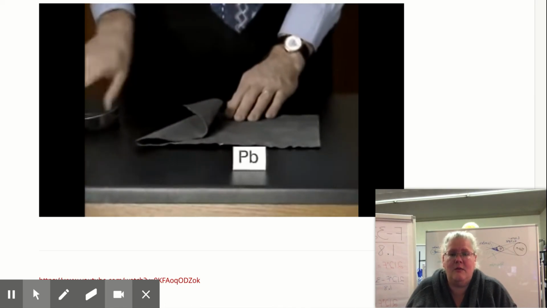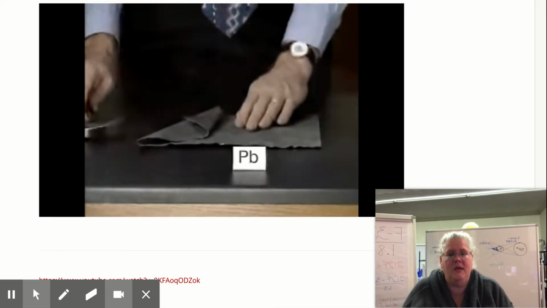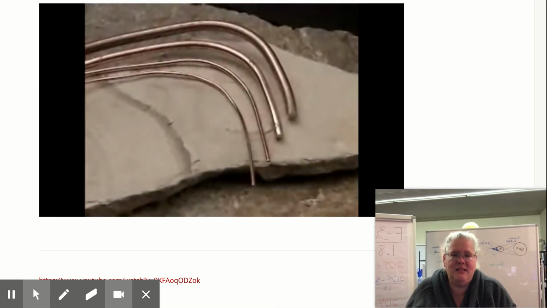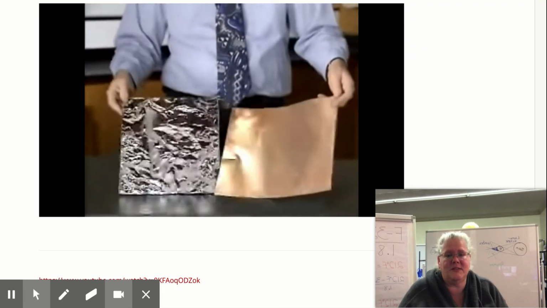Lead is a malleable metal. It can be moved. Ductility is, can it be pulled into a wire? So copper is great at being pulled into a wire. It's very ductile. And then we can shape things into different shapes.